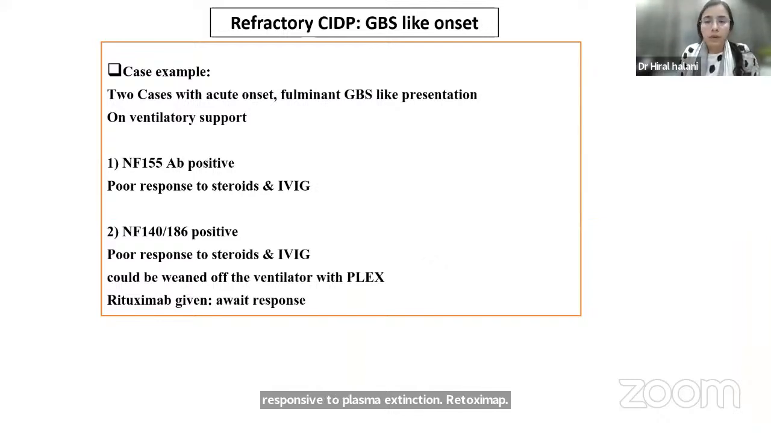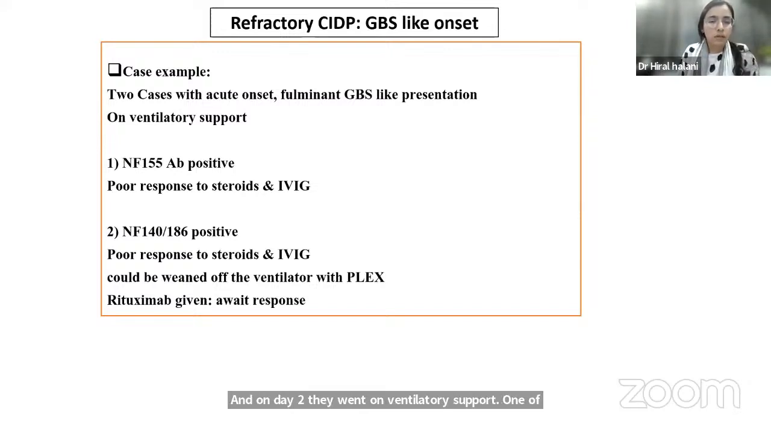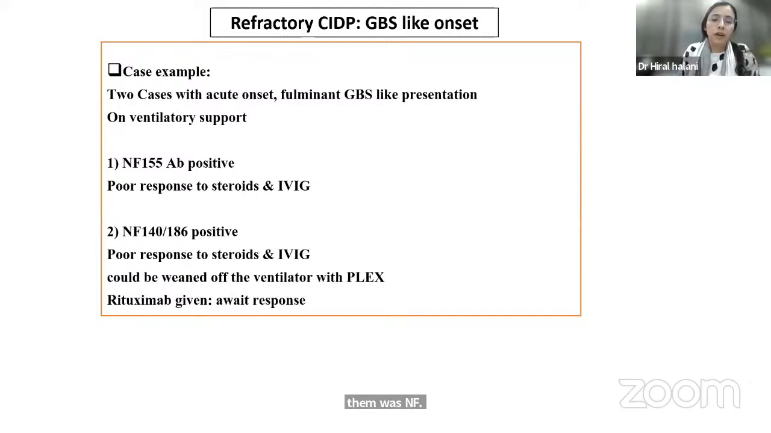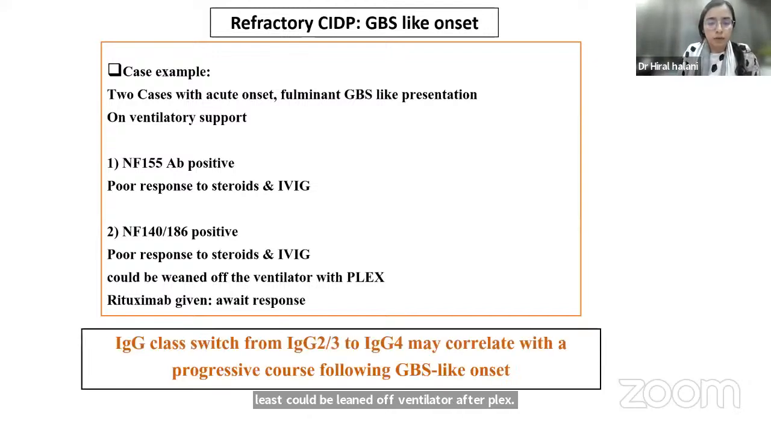We'll take one more example of a refractory CIDP. Here there were two cases that we saw recently, who came with acute onset fulminant GBS-like presentation, and on day 2 they went on ventilatory support. One of them was NF155 positive, the other one was 186 positive. Now the 155 positive patient showed poor response to steroid and IVIG both, and because of hemodynamic instability we could not do plex. Whereas the other patient was young, and we went ahead with plex, and he at least could be weaned off the ventilator after plex. He's also been given rituximab, and we are now waiting for the response.